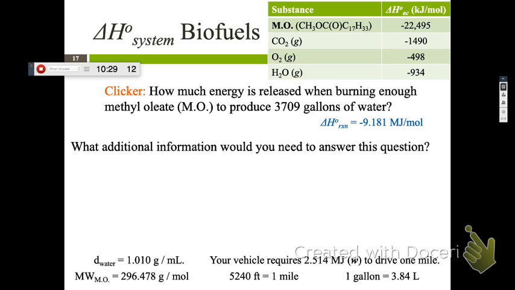All right. So let's talk through this. I think most people got started and found a starting point for their calculation. So what's our starting value for a calculation?